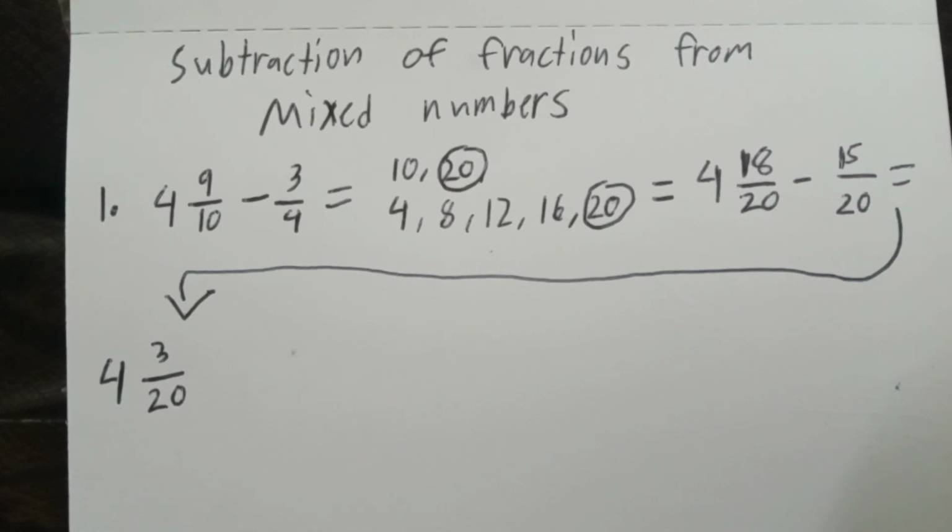Let's start with the denominator 10. So we have 10, 20. And for the denominator 4, we have 4, 8, 12, 16, and 20. So as you can see, the number 20 is circled because that's our least common multiple. So we just have to write it as our new denominator, which is 20. And now we have to multiply the numerators by how many times it took us to find the least common multiple. So for the denominator 10, it took us 2 times.